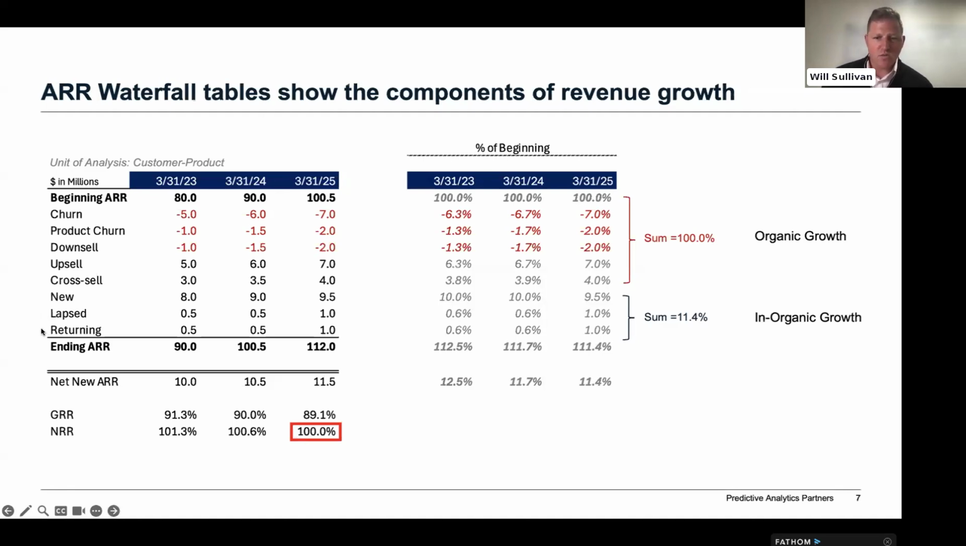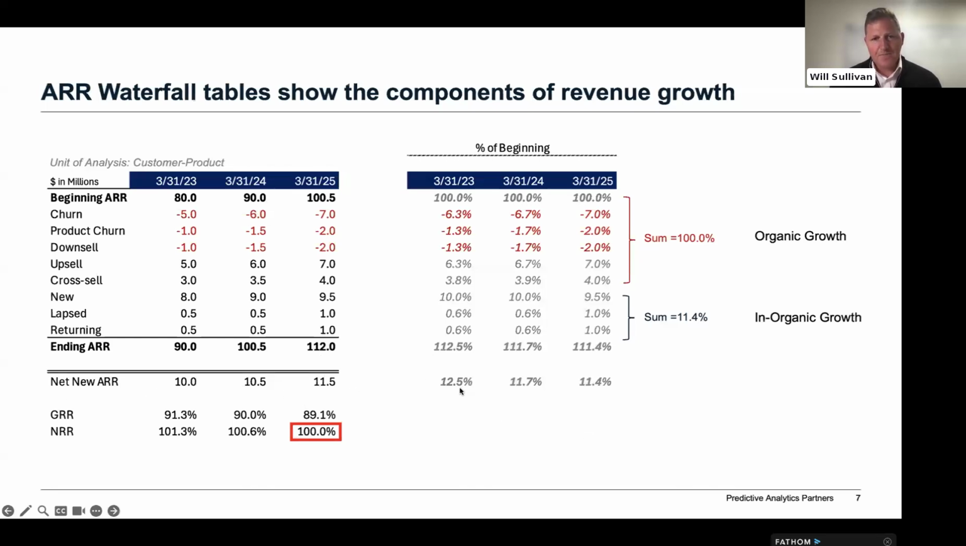Now, a returning customer is your traditional win back. This is a customer that left a prior period, it could be a year or two ago, and comes back. And we don't give the credit to new because we've already acquired them once, so it's less expensive to acquire them again. All right, I'm going to talk about net new ARR.